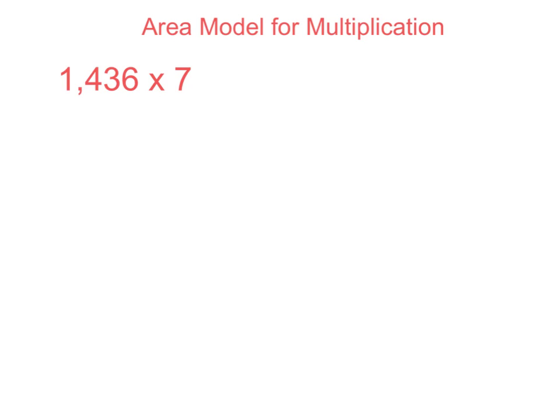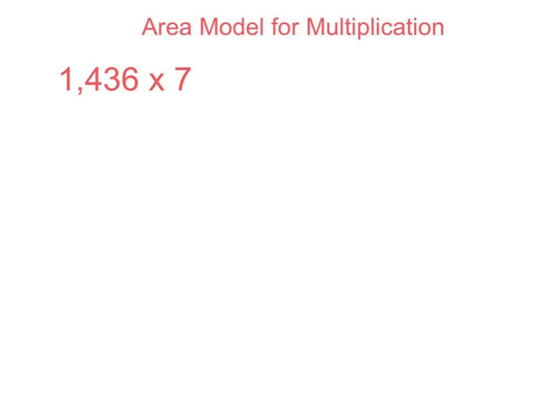Hey everybody, so here is another video representing the area model for multiplication. The difference between this video and the last is that I'm going to be doing a 4-digit by 1-digit multiplication problem. Again, the strategy is going to be exactly the same. I am just using different numbers. So my problem is 1,436 times 7. Again, I'm going to draw a rectangle to represent this problem.